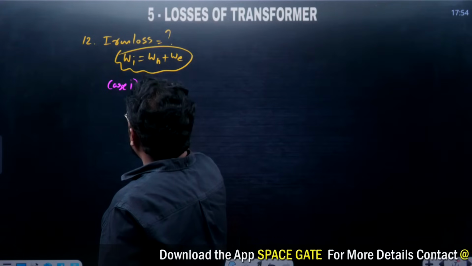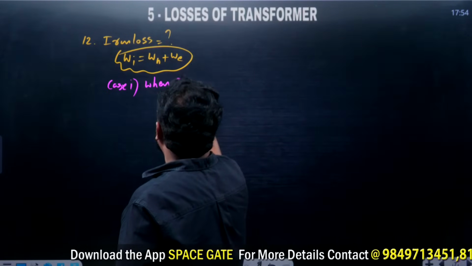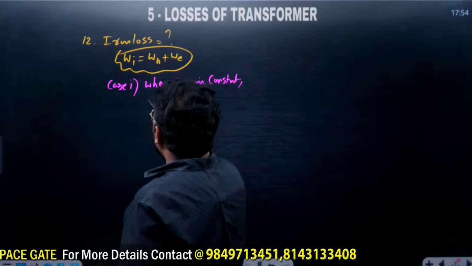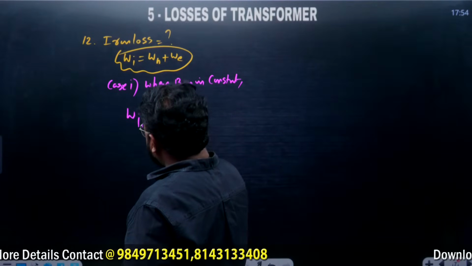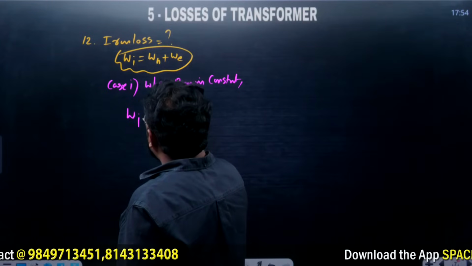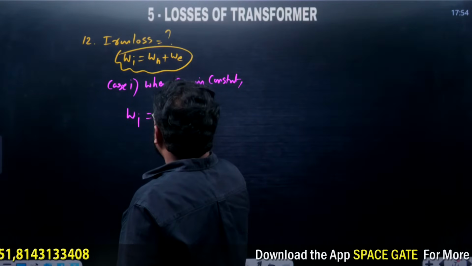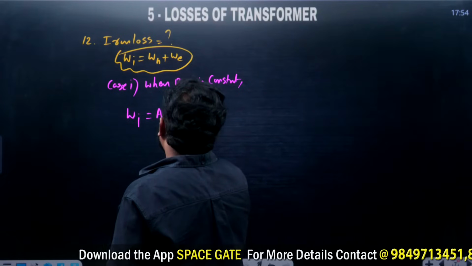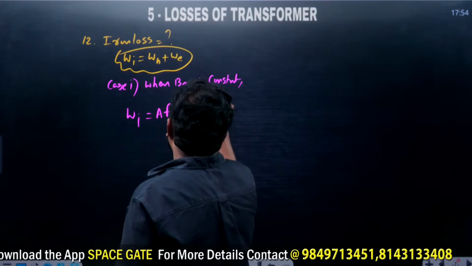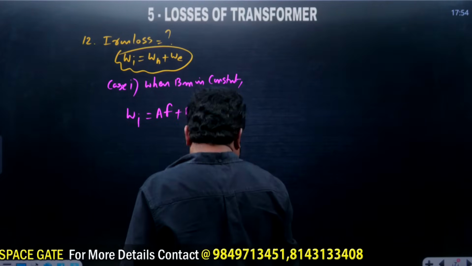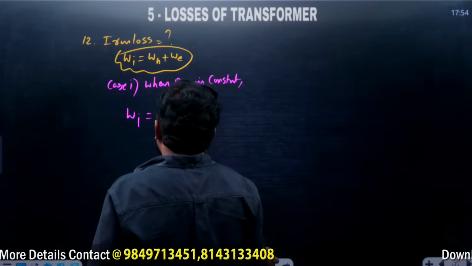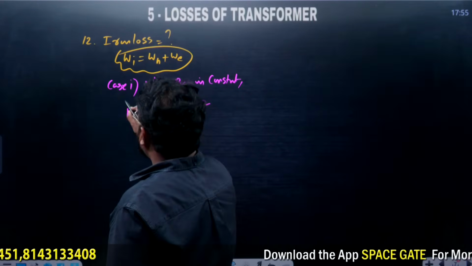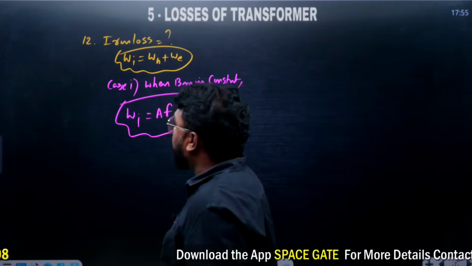Case 1, when B maximum is constant, then what will happen? When B maximum is constant, iron losses is equal to A into F plus B into F square, where A and B are proportionality constants: hysteresis loss plus eddy current loss when B maximum is constant. So this is the formula to find out iron losses.